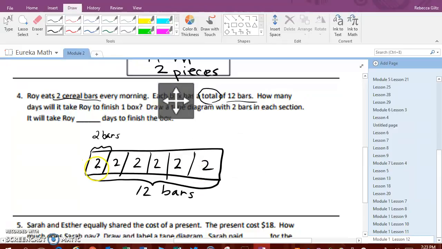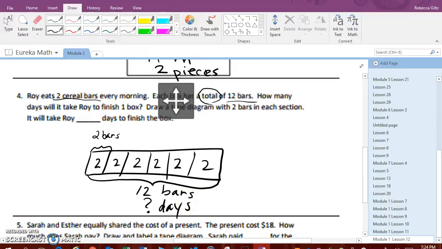Okay. So if you have a lot of extra space left over here, remember we kind of want these boxes pretty even because they're all the same amount of bars, cereal bars that he's eating. So you might need to erase some of your extra tape diagram so that this last box isn't super big or it isn't super small. Okay? So our question mark is, how many days does it take?